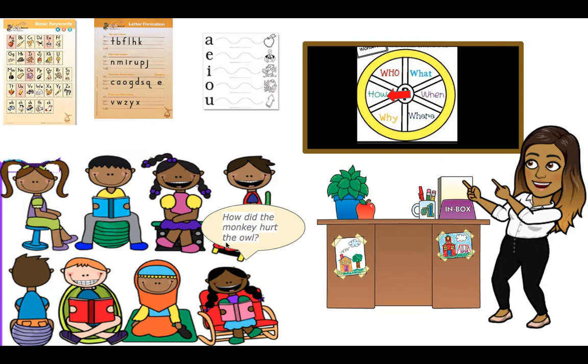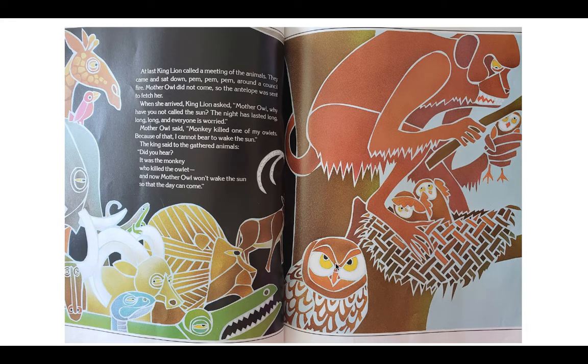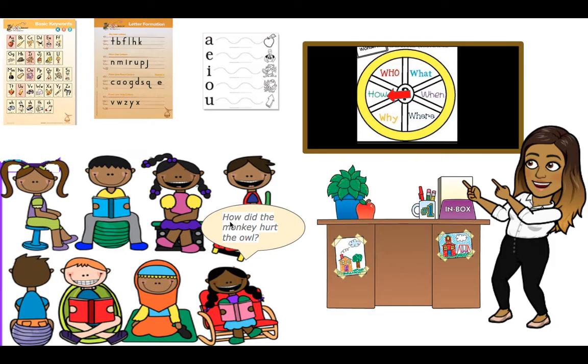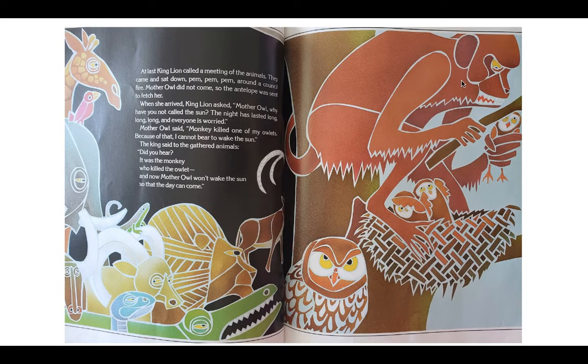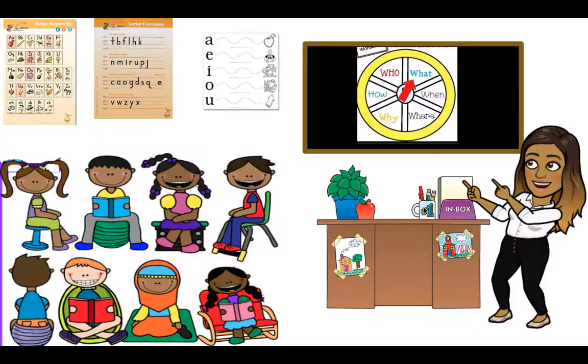How did the monkey hurt the owl? Well, at home, I want you trying to remember. Is it in our story? Well, ding, ding, ding. It was in our story. Remember, the owl said that she thought the monkey had purposely killed her owlet. Of course, he did not. It was an accident. But that's how the monkey hurt the owl. Remember, he jumped on the stick and it fell on the baby. This is what she thought he did, but that's not what he did, right?